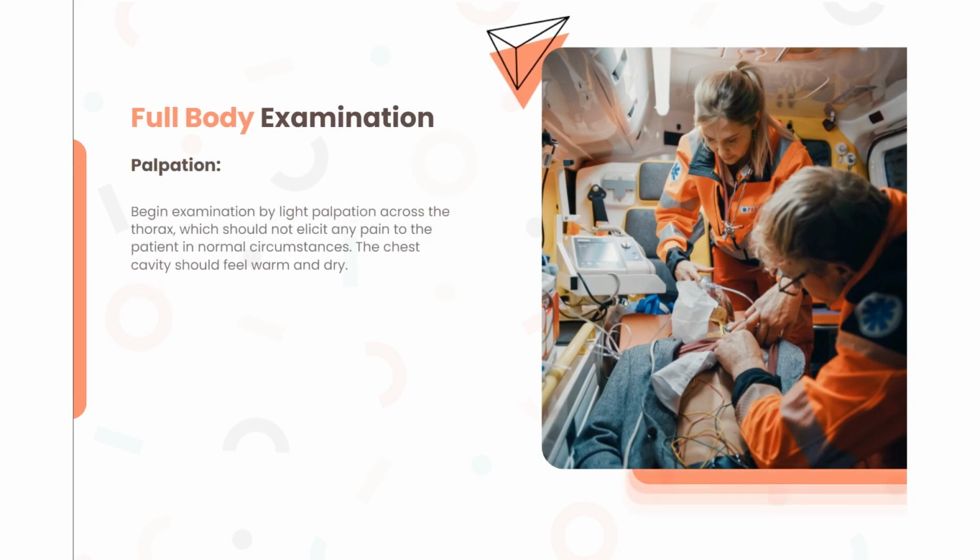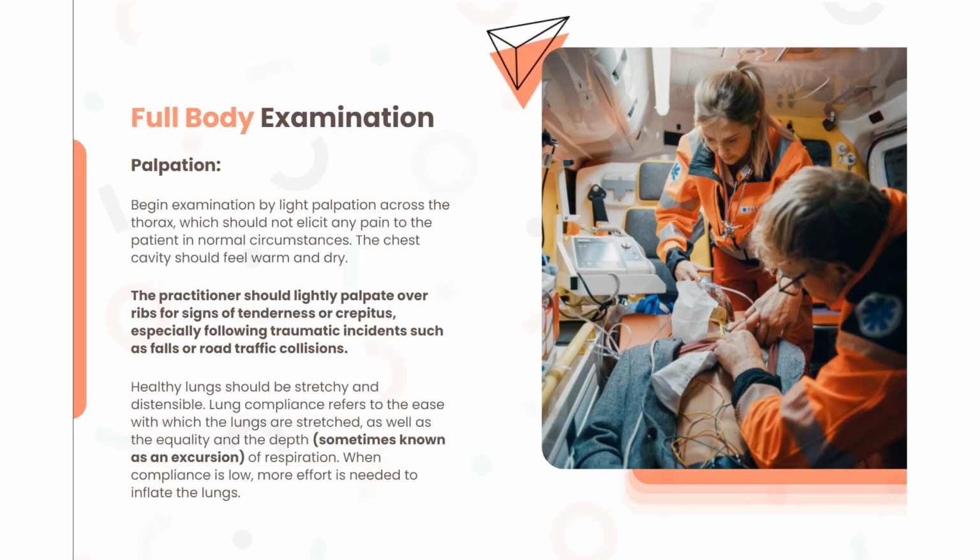Palpation. Begin examination by light palpation across the thorax, which should not elicit any pain to the patient in normal circumstances. The chest cavity should feel warm and dry. The practitioner should lightly palpate over ribs for signs of tenderness or crepitus, especially following traumatic incidents such as falls or road traffic collisions. Healthy lungs should be stretchy and distensible. Lung compliance refers to the ease with which the lungs are stretched, as well as the equality and the depth, sometimes known as an excursion, of respiration. When compliance is low, more effort is needed to inflate the lungs.